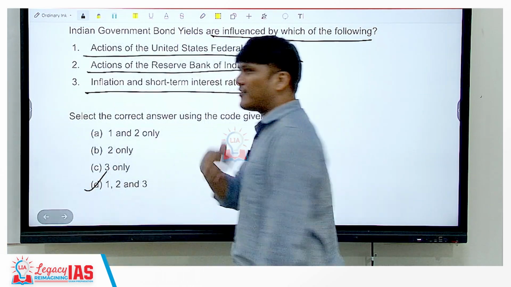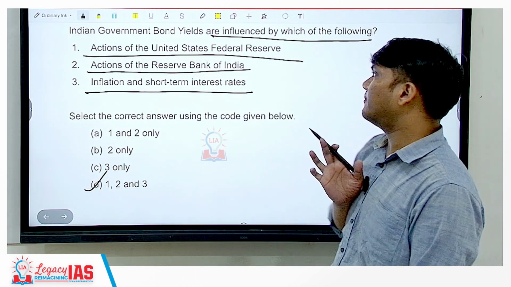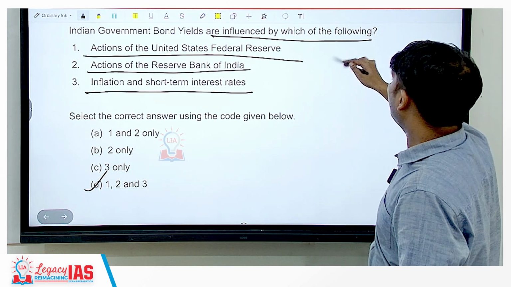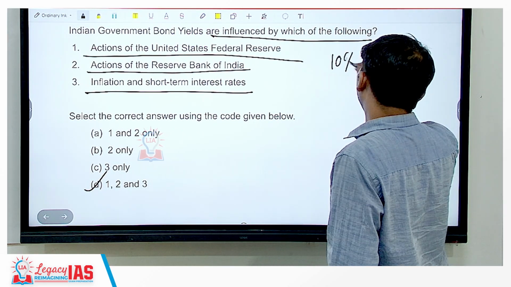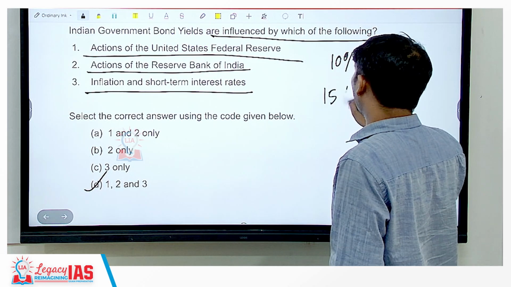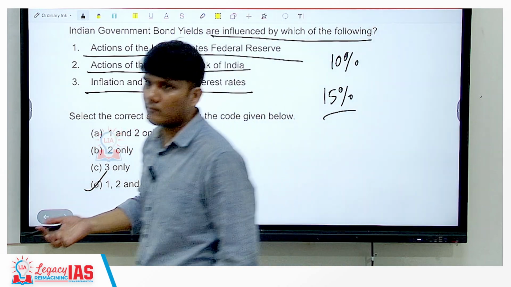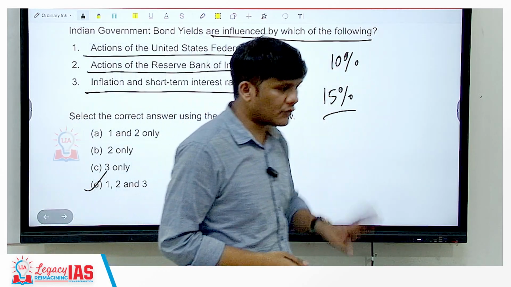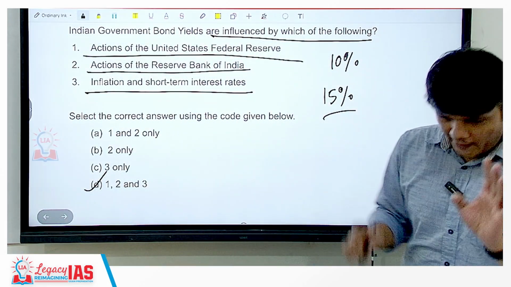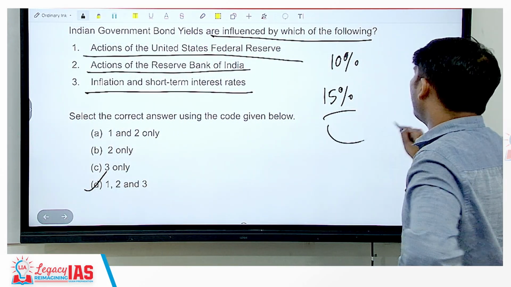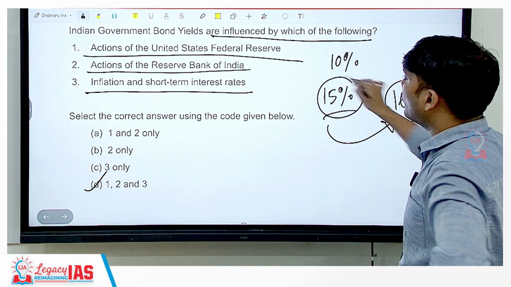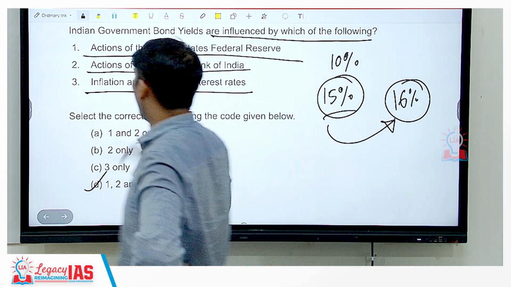If there is inflation, the bond yield will be impacted. Let's say the bond yield was 10%, and inflation is 15%. The bond yield is already impacted for the bonds which are already sold. That's point number 1. Point number 2, the new bonds which will be brought in would be at a higher interest rate. So inflation would affect the interest rate of the bond.